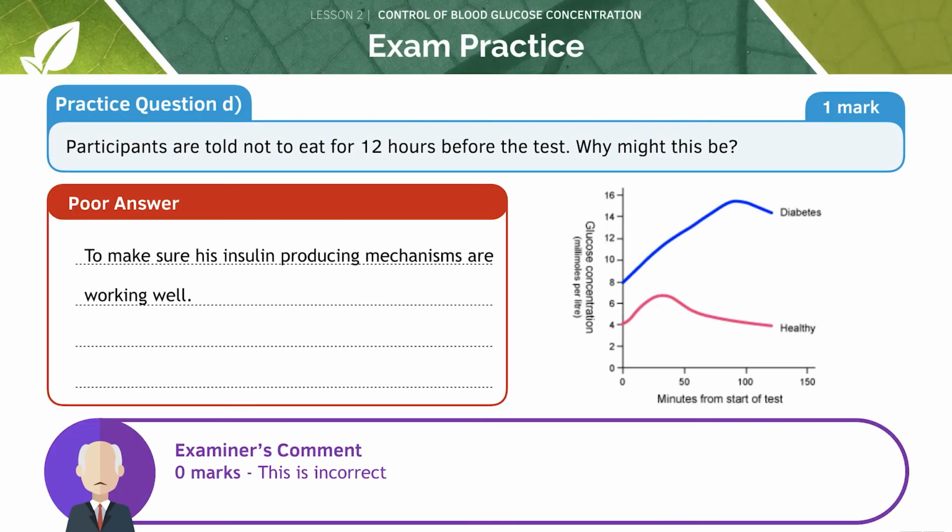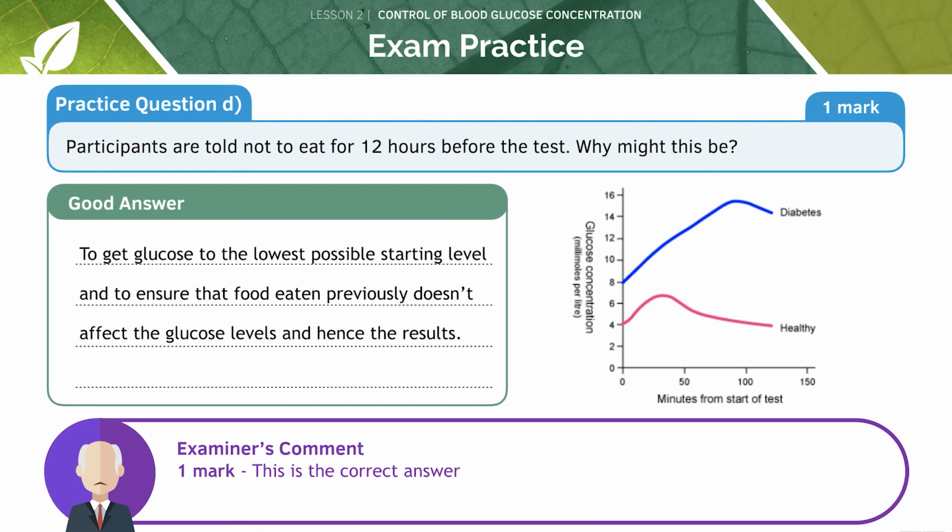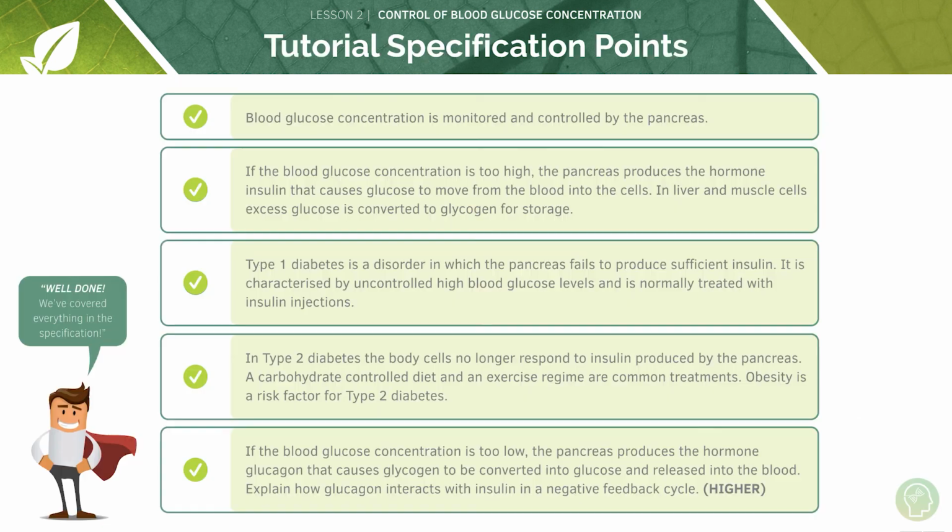And last question, so participants are told not to eat for 12 hours before the test. Why might this be? So a poor answer would be: to make sure his insulin producing mechanisms are working well. This is just incorrect. A good answer is to get glucose to the lowest possible starting level and to ensure that food eaten previously doesn't affect the glucose levels and hence the results. Because remember, we want to standardise and for this to be a fair test.